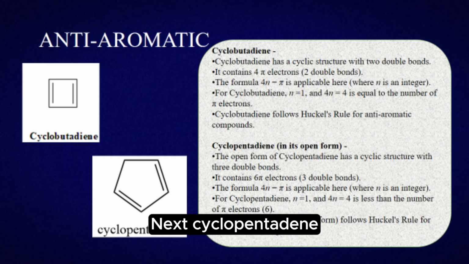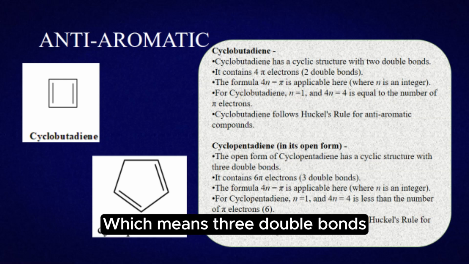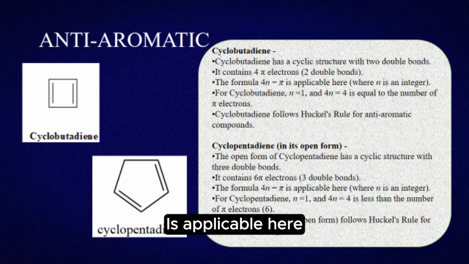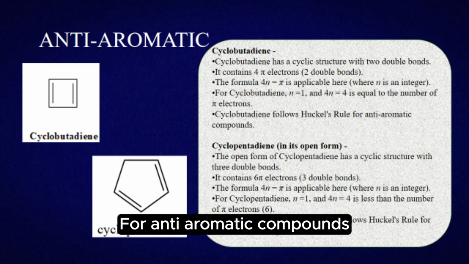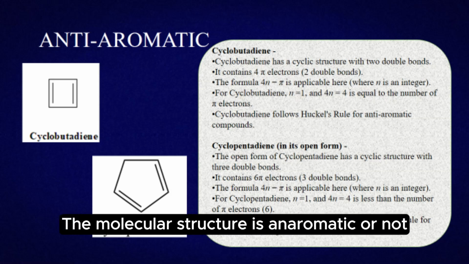Next, cyclopentadiene, in its open form. The open form of cyclopentadiene has a cyclic structure with 3 double bonds. It contains 6 pi electrons, which means 3 double bonds. The formula 4n equals pi is applicable here, and for cyclopentadiene, n equals 1, and 4n equals 4, which is less than the number of pi electrons, 6. Cyclopentadiene, in its open form, follows Huckel's rule for antiaromatic compounds. I think now you have an idea of how to find whether the molecular structure is aromatic or not.